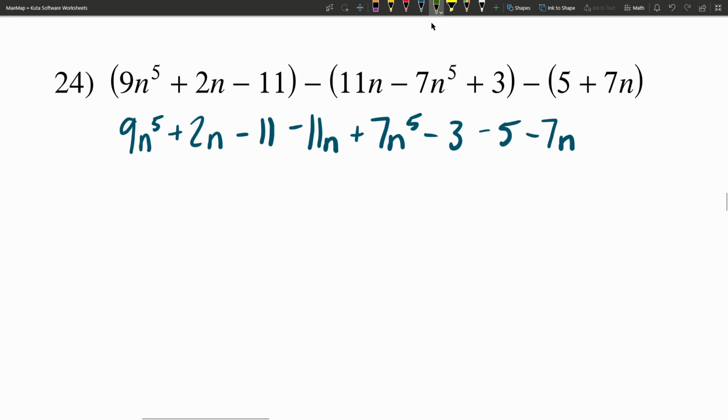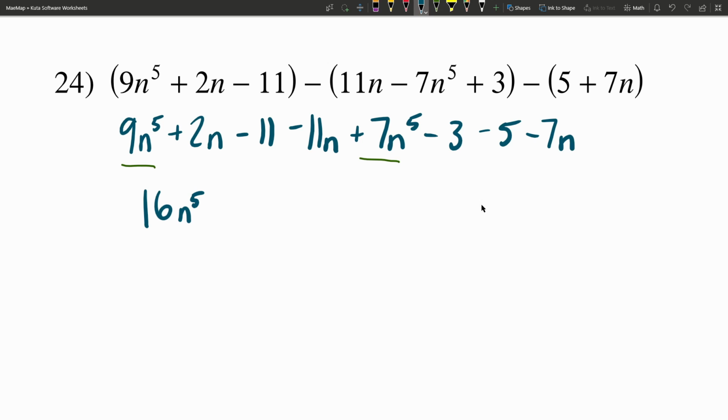Now our highest degree is a degree of 5, which occurs 2 separate times in our entire expression. One with a coefficient of 9 and one with a coefficient of 7. So when we add those coefficients together, that's going to result in 16. So this is 16n to the 5th as our leading term. Next, we're going to find our next highest degree, which after 5 would be 4. There's no degrees of 4. After that would be 3. There's no degrees of 3.